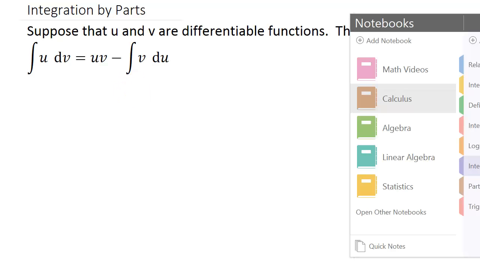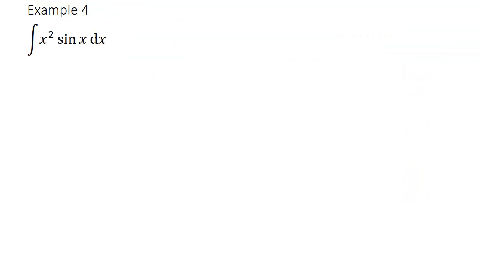Alright, so let's look at the fourth example. We've got x squared sine x dx. So in this case, what are we going to let dv equal? We're going to let it be sine x, because that's the more complicated one, and there's an integration rule for sine x.